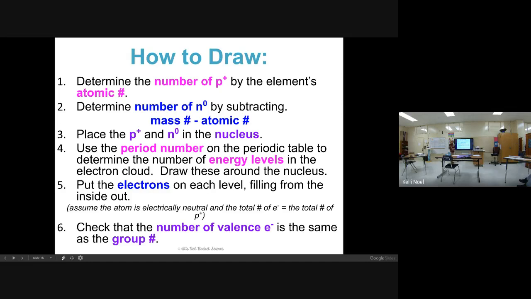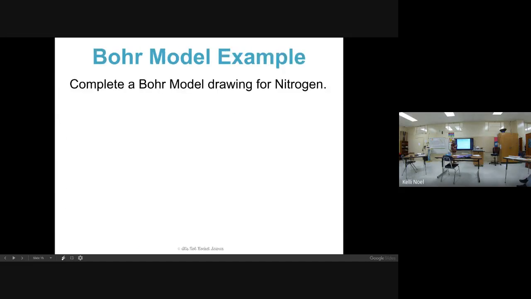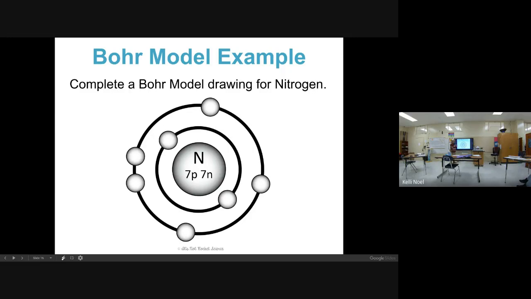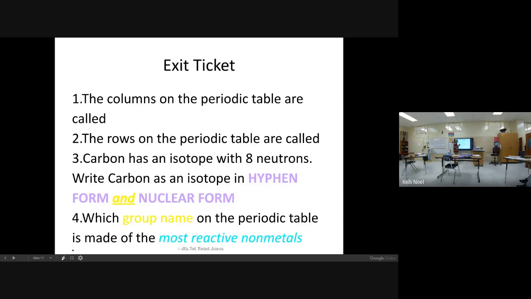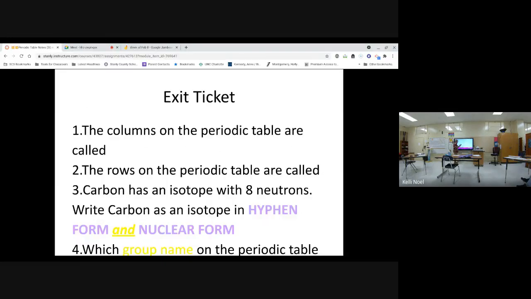And then you would double check and make sure that whatever group that element is in, that matches the number of electrons you have in that outermost shell. That's the number of valence electrons. And we're going to do a practice tomorrow with that. So here are a couple examples. Here's nitrogen. Nitrogen has 2 electrons on the first level and 5 on the second. And that, I think, finishes our notes here.